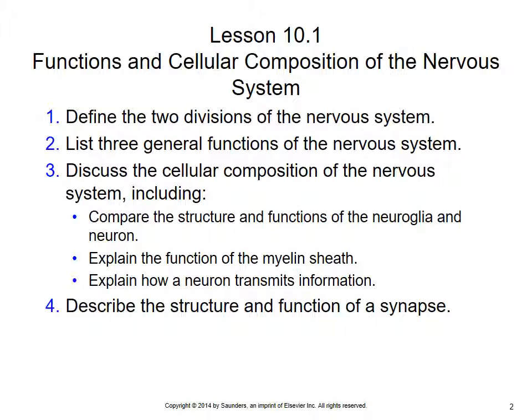And the objectives for the first part of the lesson are to define the two divisions of the nervous system, list three general functions of the nervous system, discuss the cellular composition of the nervous system, including compare the structure and functions of the neuroglia and neuron, explain the function of the myelin sheath, explain how a neuron transmits information, describe the structure and function of a synapse.